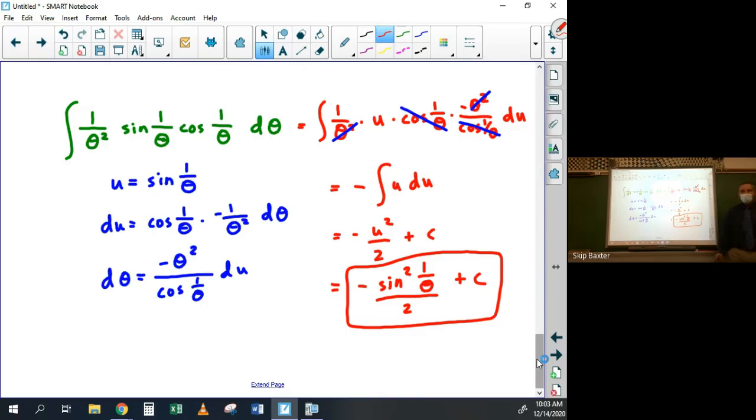We actually could have picked a different u here. We could have picked cosine 1 over theta, because its derivative would be negative sine 1 over theta times negative 1 over theta squared. It would have worked also.